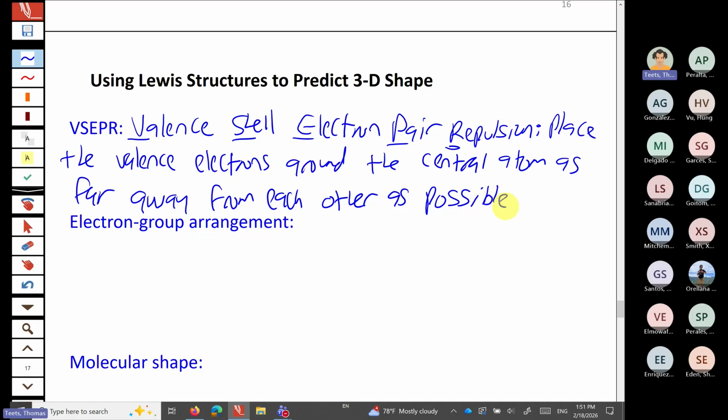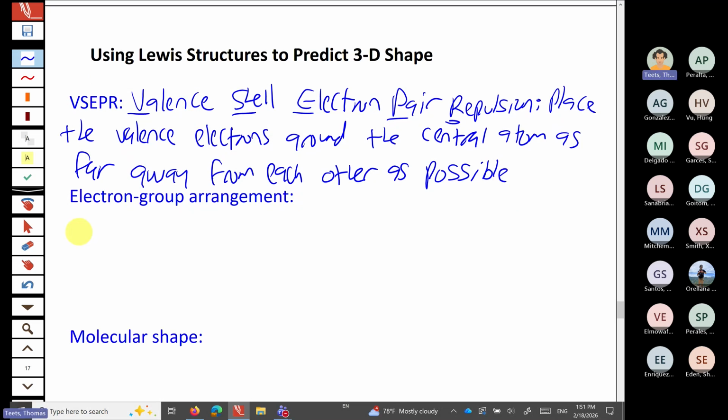All right, so when we do this approach, there are two classifications that come out of it for each molecule, and there are not limitless possibilities. For the types of molecules we're covering, there's a defined structure space you're working in. The first of those terms is called the electron group arrangement. This is the three-dimensional geometric shape that all of the valence electrons occupy, the bonding and the non-bonding valence electrons around the center atom.